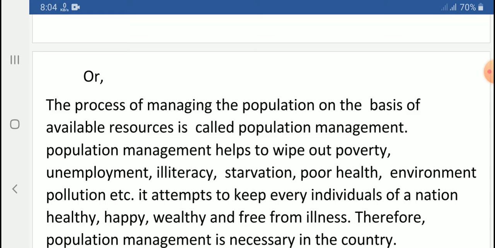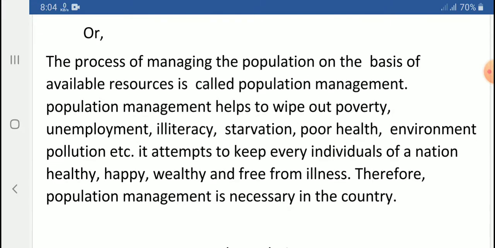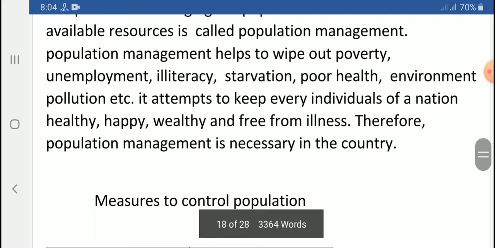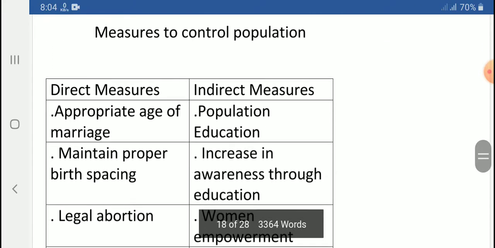So the question may arise, why is population management important or necessary? So population management is important or necessary because it helps to wipe out poverty, unemployment, starvation, poor health condition, environmental pollution, etc. So it attempts to keep every individual of the nation happy, wealthy, and free from illness, and therefore population management is necessary or important or needed in our country. We can say it that way. Now there are two measures to control population.